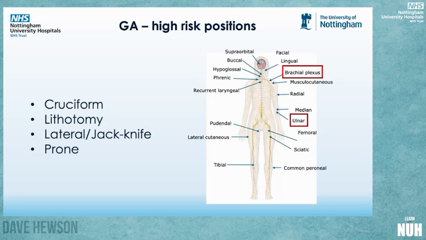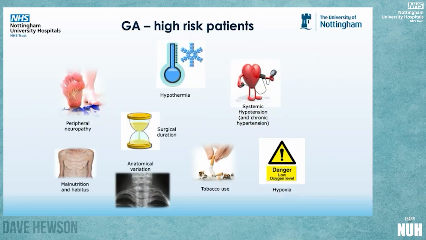Definitely the cruciform position, so bilateral arm boards, lithotomy, lateral positions, and all the variations and different lateral positionings that we do with the arms and the legs. And then similarly, prone positioning and all of the different variants, whether the arms are down by the side, or whether the arms are up above the shoulders with the shoulders abducted. There are also some known risk factors in terms of underlying patient conditions that will make a position-related nerve injury more common under general anaesthesia.